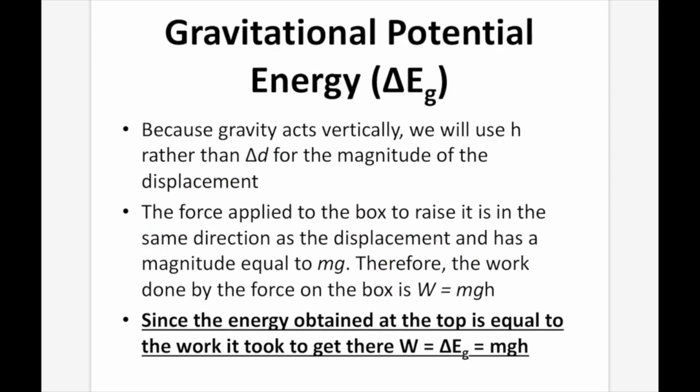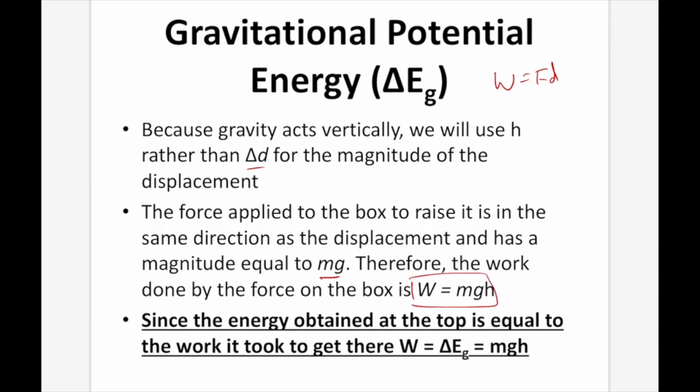Gravitational potential energy. Because gravity acts vertically, we're going to use h instead of d for the magnitude of the displacement. Remember our equation, work equals Fd. Keep that in mind. The force applied to the box to raise it is in the same direction as the displacement and has a magnitude equal to mg. Therefore, the work done by the force is W equals mgh.